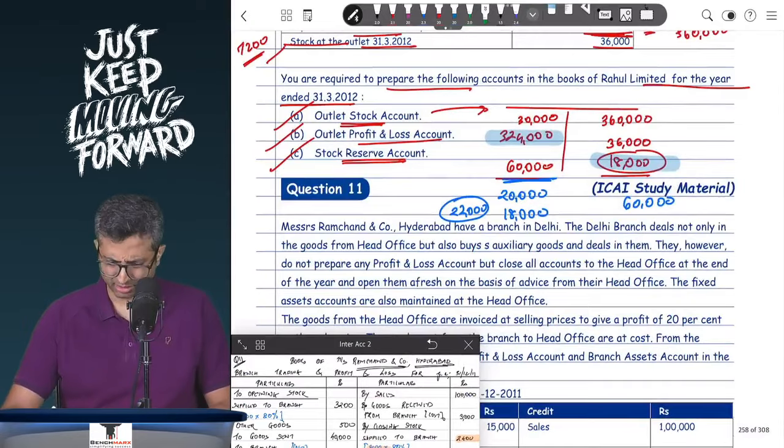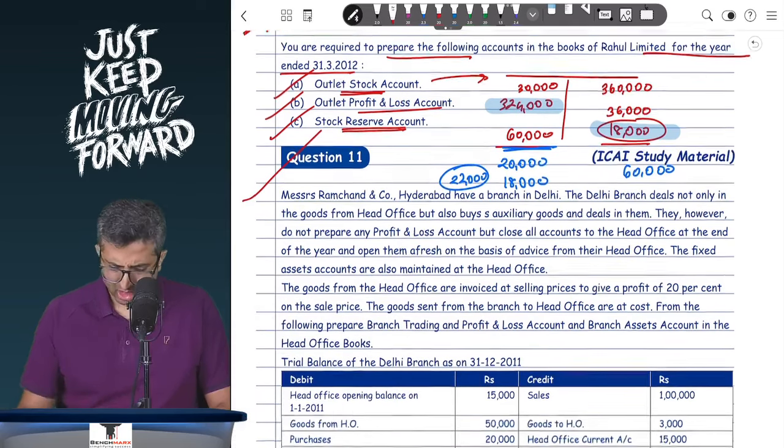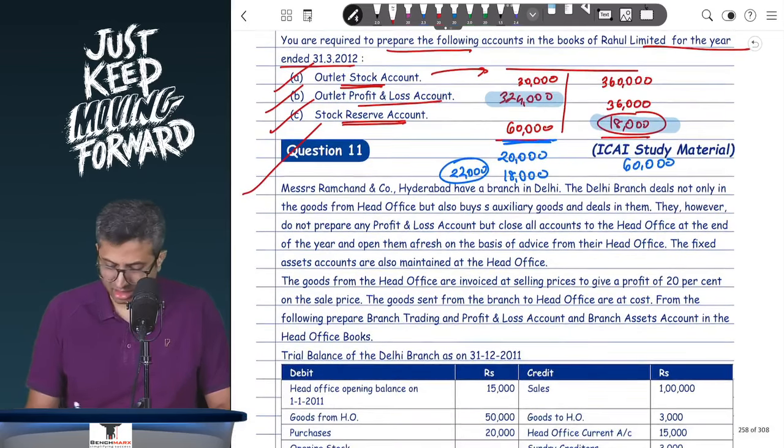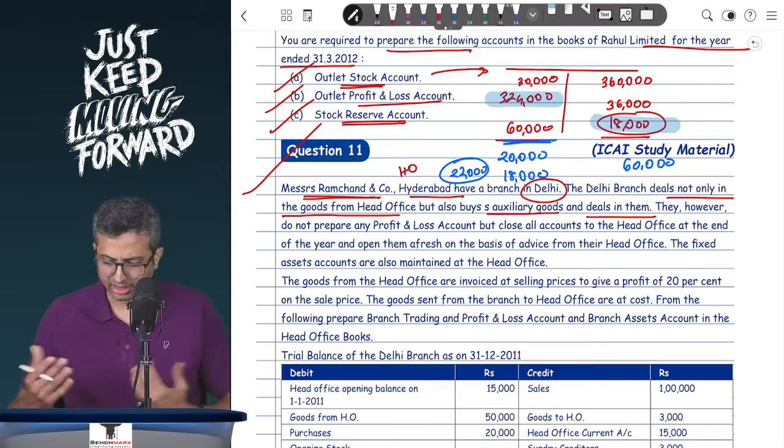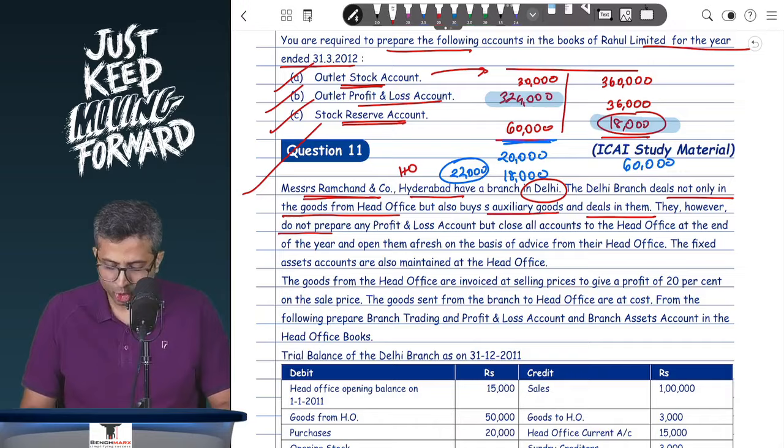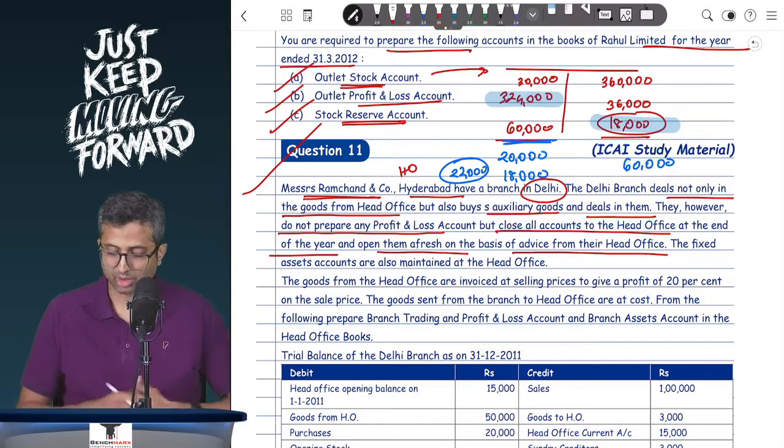Next you go to question number 11. Messrs. Ramchand of Hyderabad have a branch in Delhi. So Ramchand is the head office, with a branch in Delhi. The Delhi branch deals not only in the goods from the head office but also in auxiliary goods. They, however, do not prepare any P&L but close all their accounts to the head office at the end of the year and open them afresh on the basis of advice from the head office.